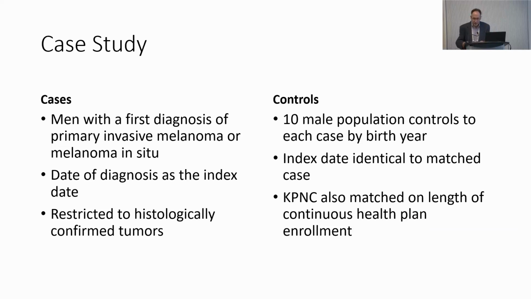So our cases will be defined as men with histologically confirmed melanoma between the ages of 18 and 84 years of age. The date of diagnosis is the index case, and we're going to match 10 male controls to each case by birth year, applying the same exclusion criteria as for the cases. In the Kaiser population, we will also match on the length of continuous health plan membership to ensure similar availability of medication use and other health data. Please note that in the real study, there's a whole host of other exclusions based on other diagnoses and conditions, but for simplicity's sake, we're focusing on cancer diagnosis.